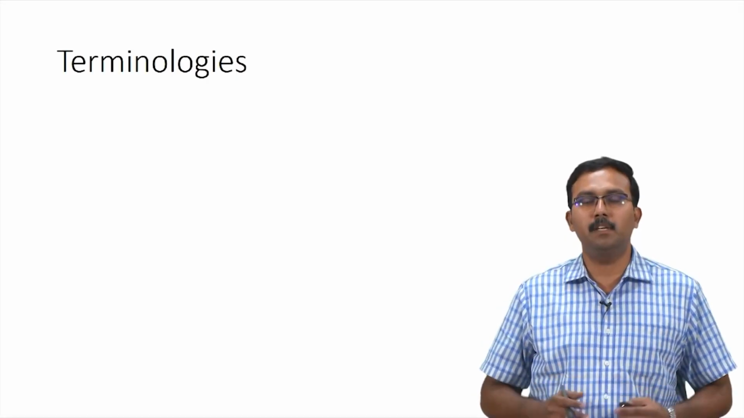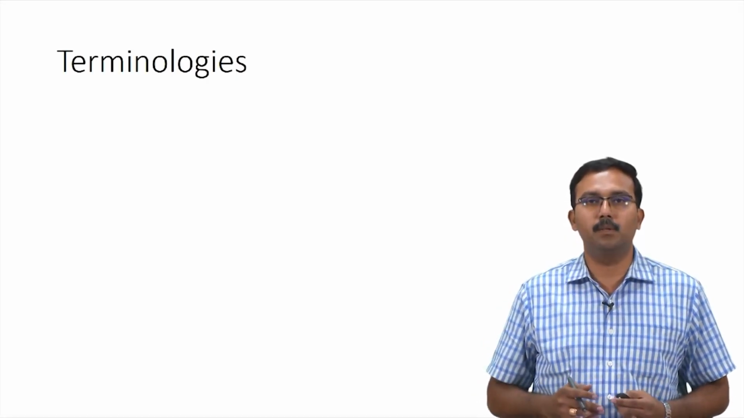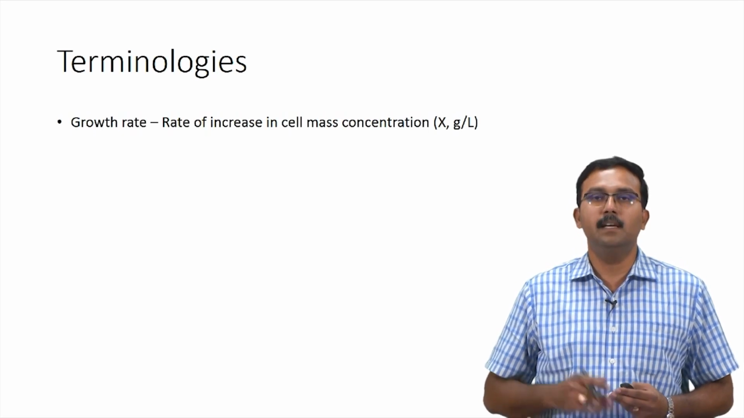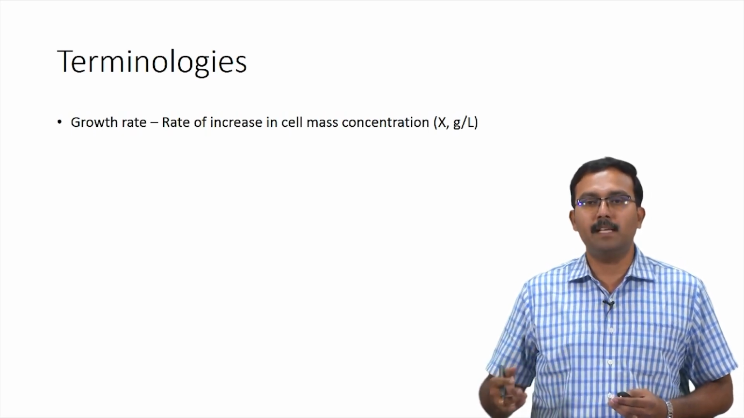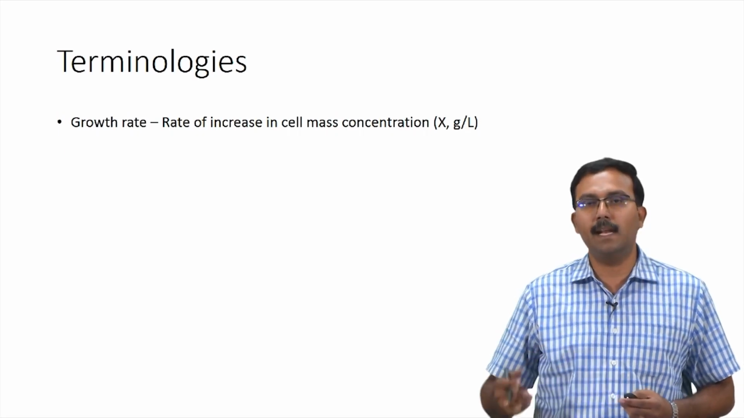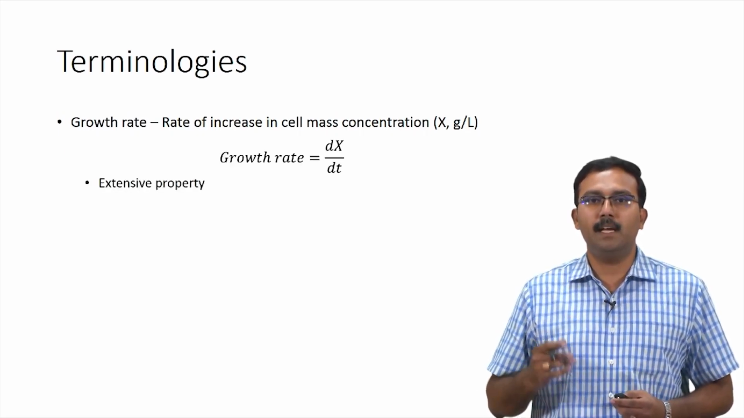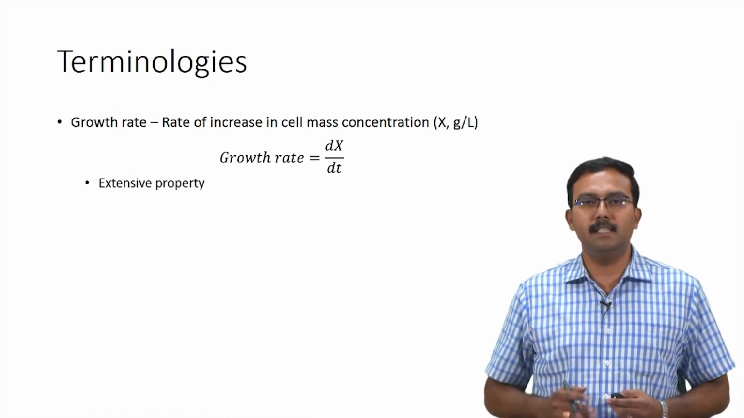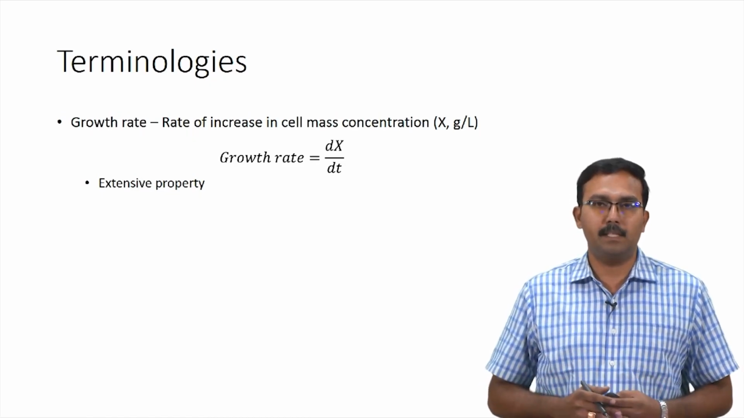First, let us learn some of the terminologies associated with cell growth. Growth rate is defined as the rate of change of cell mass concentration, which is represented as x, and the units is usually grams per liter. This is given as growth rate is dx/dt. So this is the mathematical representation.